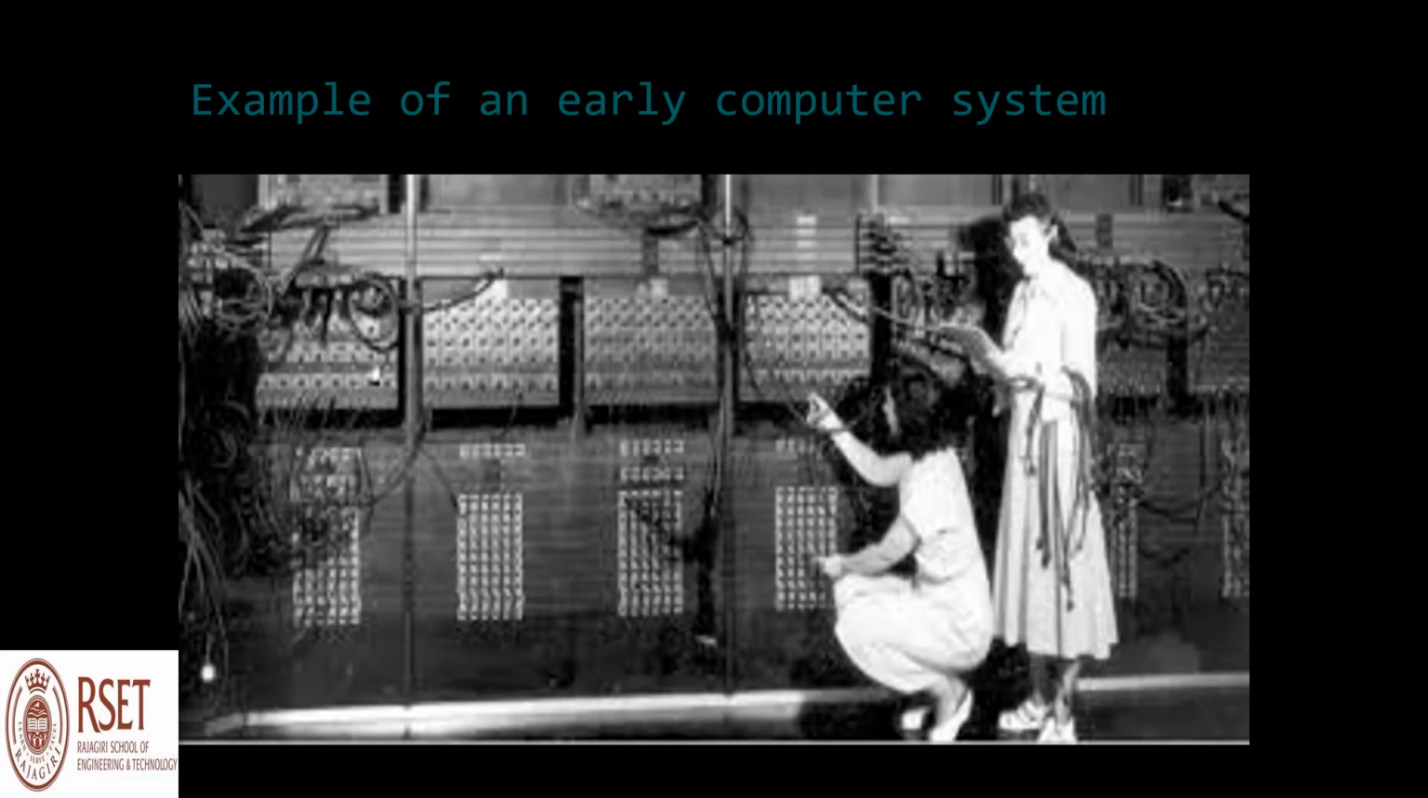Here you can see an example of an early computer system, ENIAC. As you know, ENIAC, or Electronic Numerical Integrator and Computer, was the first electronic general purpose digital computer. Here you can see the programmers programming in ENIAC machine.